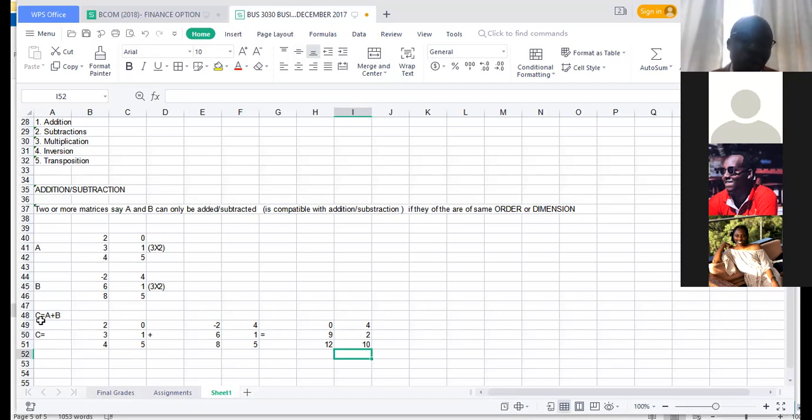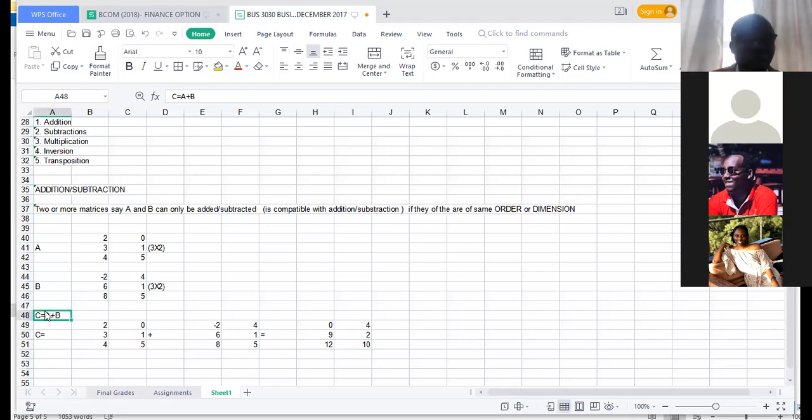Remember that A plus B is the same as B plus A. Is there any difference? No difference. A plus B is equal to B plus A. That's a very important property of matrix algebra. Let's go to D now.